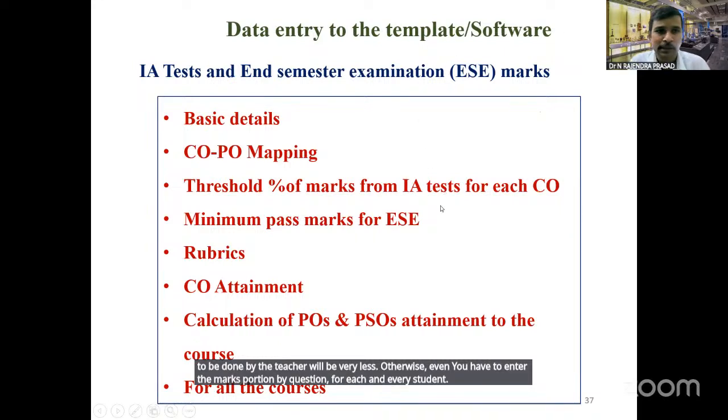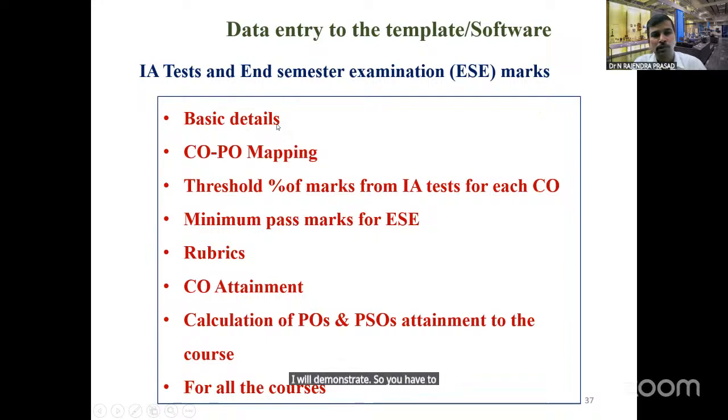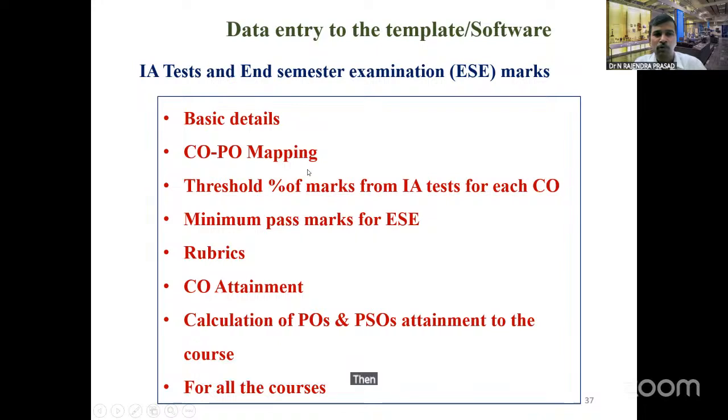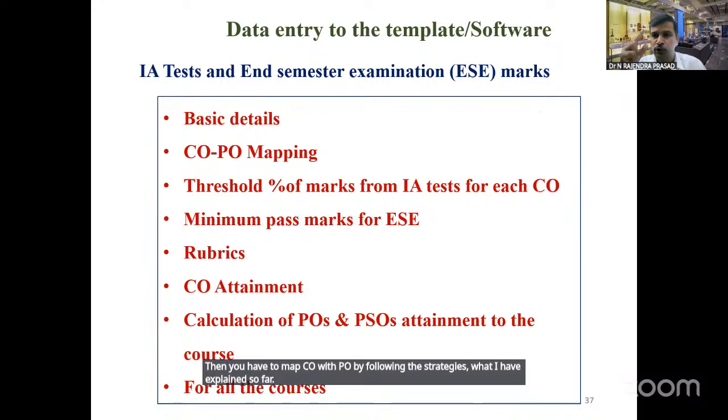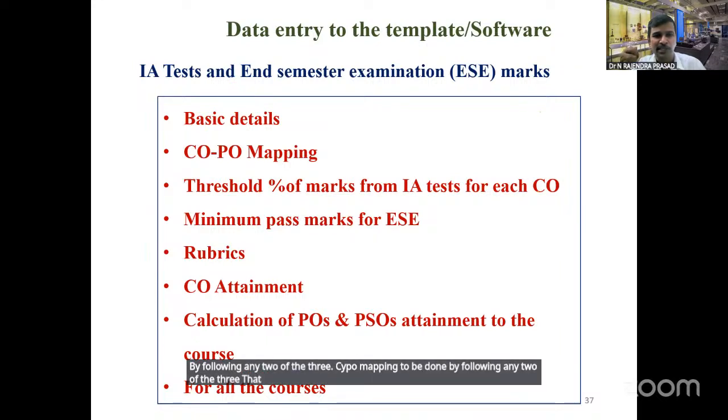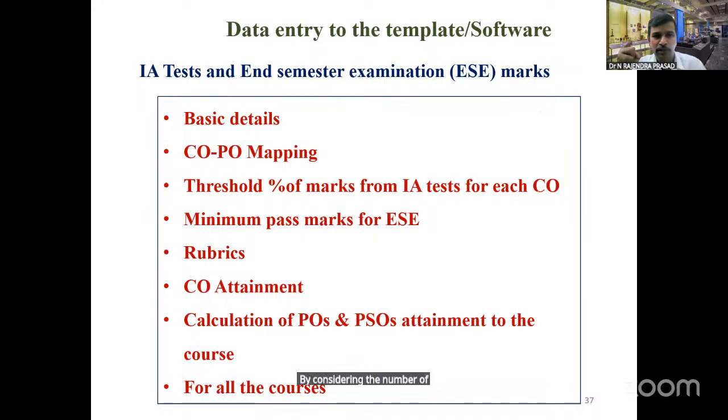I will demonstrate. You have to create some provision to enter the basic details. Then you have to map CO with PO by following the strategies I have explained so far, by following any 2 of the 3. That is by considering the contact hours, the number of assessment tools used, or the level of performance required, and the correlation between CO and PO. So that you have to do.